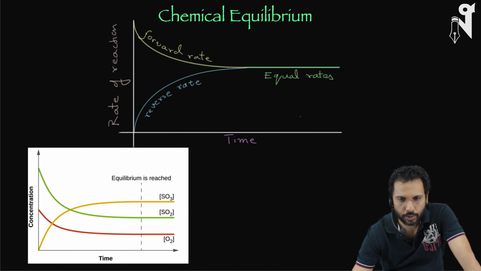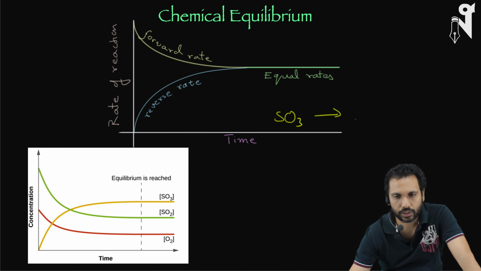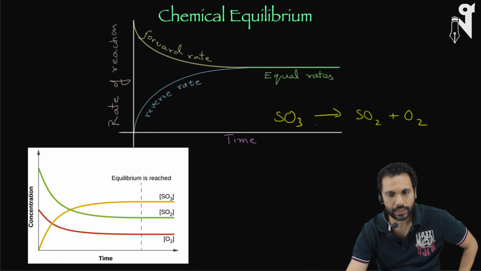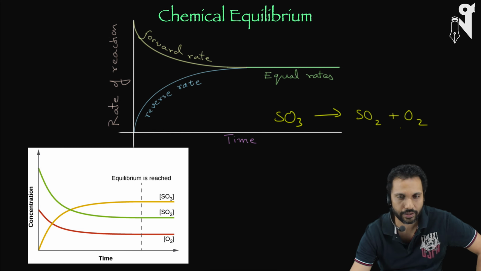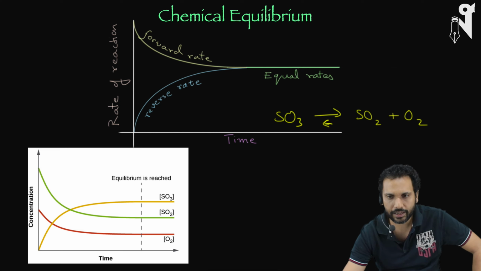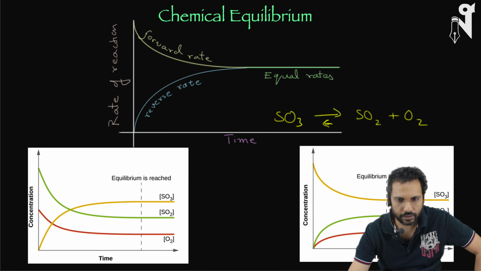Now if I talk about SO3, initially it was just SO3. So it would start giving SO2 plus O2, and initially the reaction would be all one-sided till a certain amount of SO2 and O2 is made, such that the backward reaction gains some significance. So in that case, I would draw the graph like this.